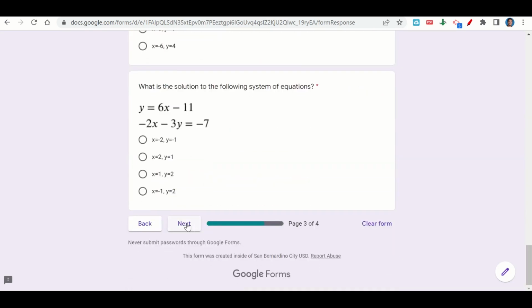Once we get to the end, we'll click Next. This will take you to your Before You Go. Go ahead and fill out your Before You Go and then submit your work on Google Classroom.